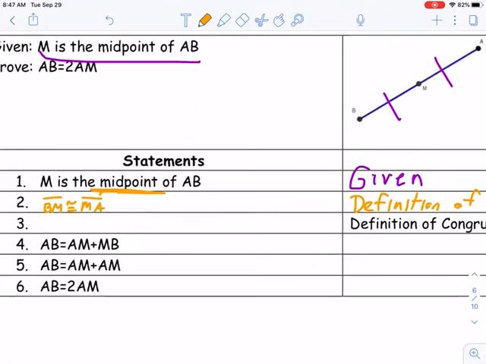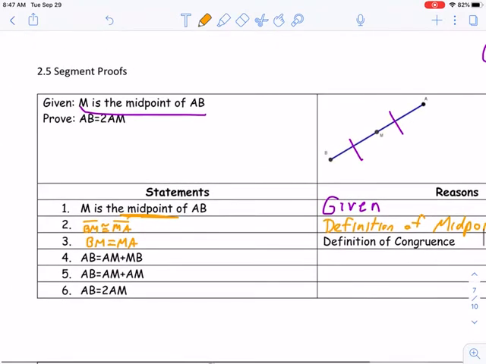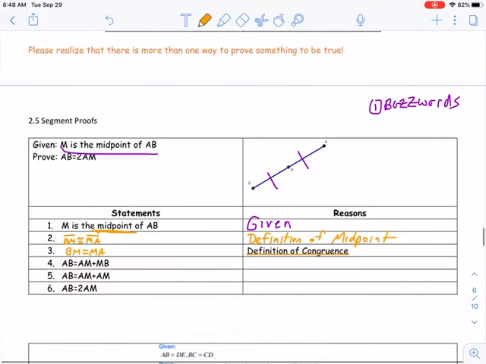But realize that I can then go say BM is equal to MA. So if two things are congruent, they're equal by definition of congruence. Alright, that's why I threw this in here. I just wanted to remind you. Alright, so we have buzzwords we can use.